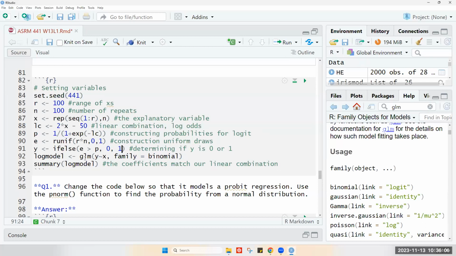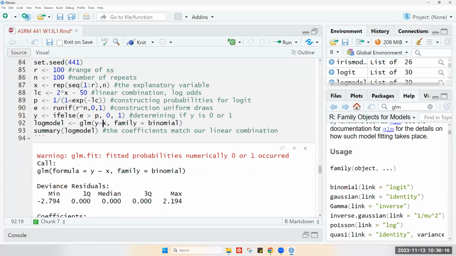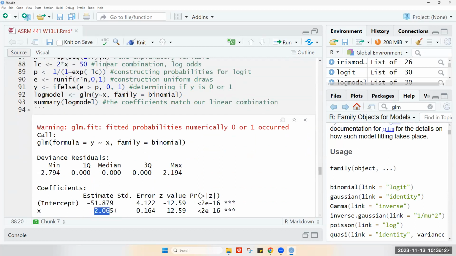I then run a general linear model predicting y's on x's using a binomial family. And then I get a summary. So what I want to show is I did this so that the output is the same thing as my linear combination here. It should look like 2x minus 50, which in fact is what is done here. Because of the randomness in the model, these values aren't exact, but we can see that they are within a standard error of the correct values, which is nice.